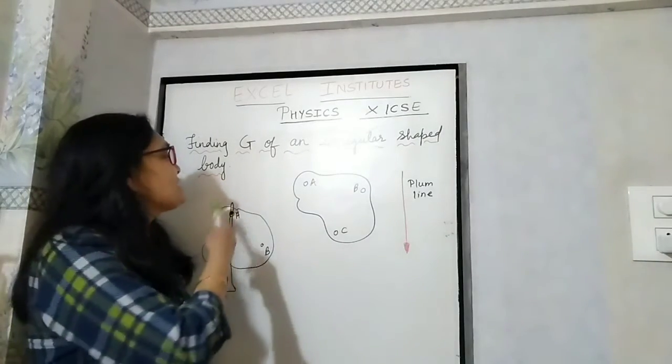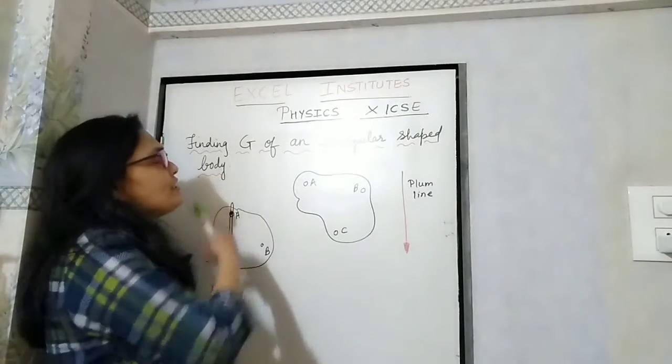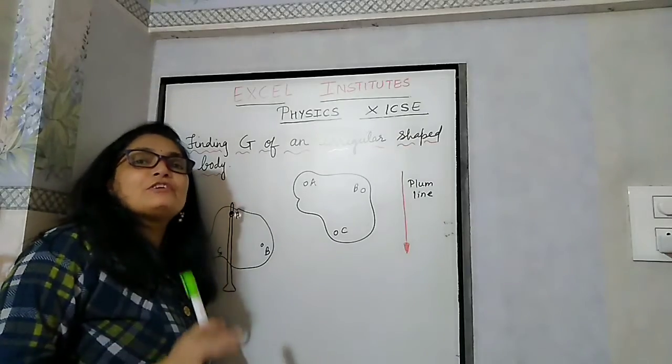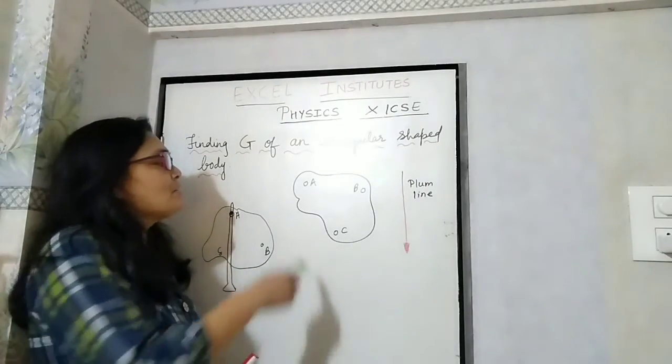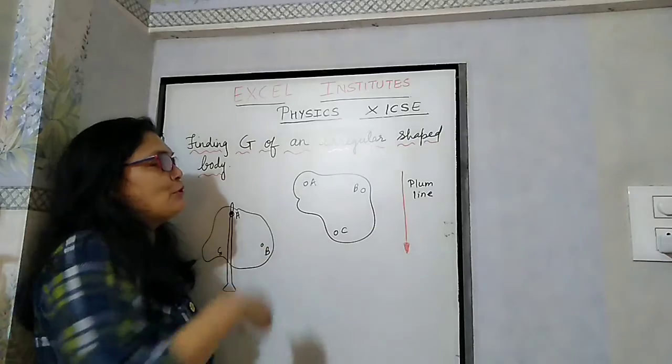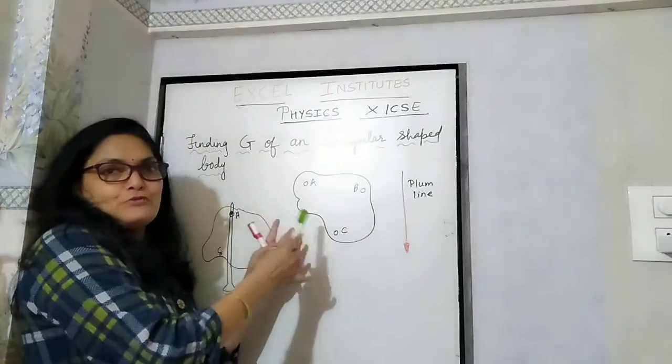Yeah, students, now let us see the last part, that is finding the G, that is the center of gravity of an irregular shaped body. Suppose this is an irregular shaped body. Now how to find the center of gravity of this body?